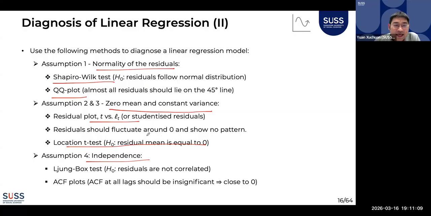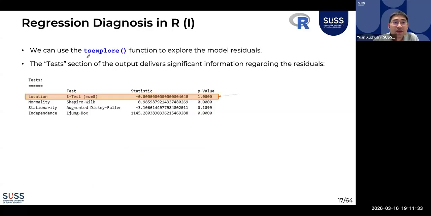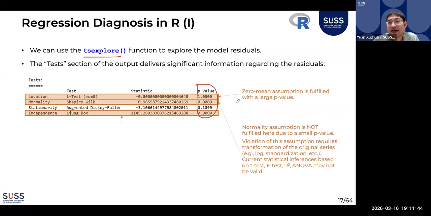And for the independence test, you can use the Ljung-Box test to see whether the residuals are independent, right? Of course, you can plot the autocorrelation function of the residuals, and if they are independent, the autocorrelation should approach zero. So you can use the function in this forecast package to see those tests and look at the p-value.